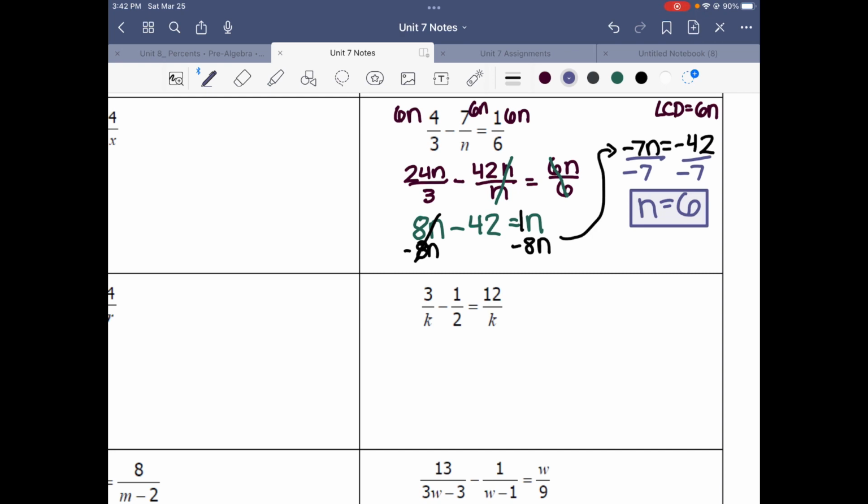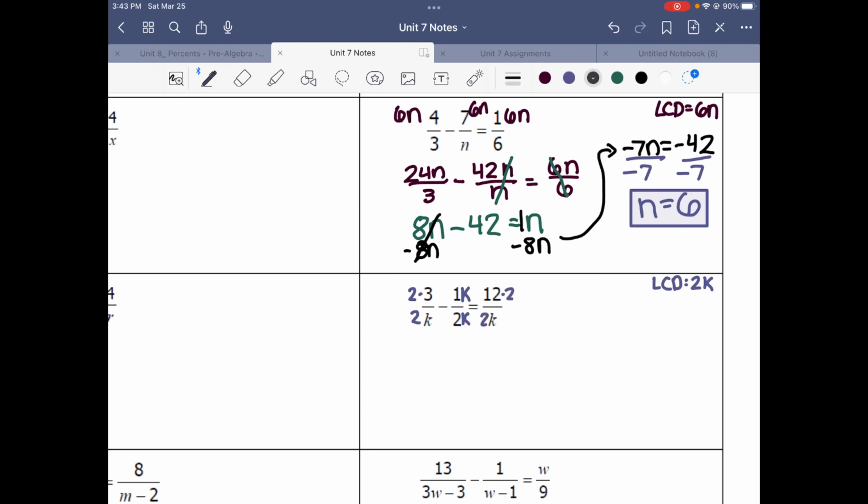For this next one, I have k and 2 as my denominators, so it's a little simpler. My least common denominator is going to be 2k. So the first fraction needs to get multiplied by 2, so now it has 2k on the denominator. The second one needs the k, and the third one also needs the 2.